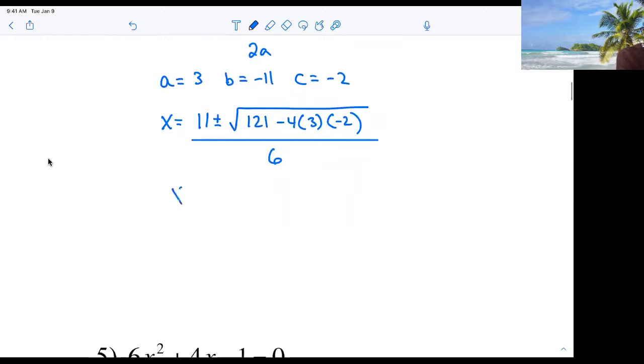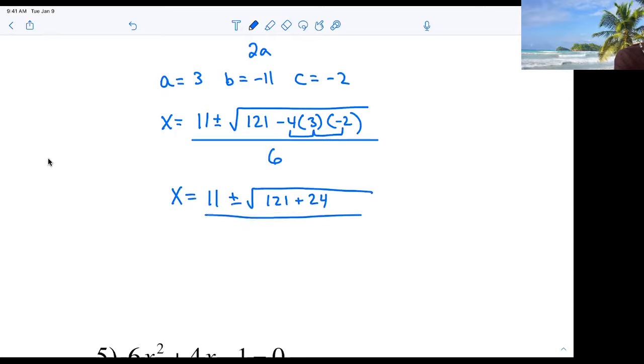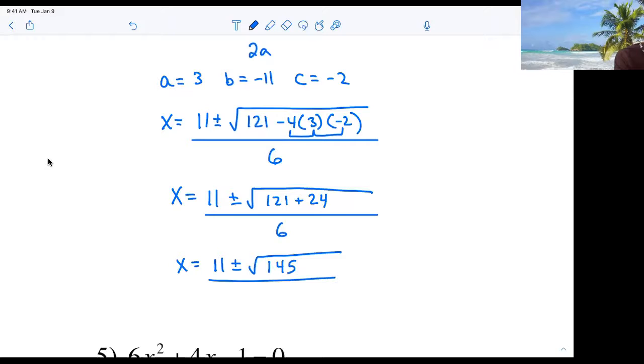All right. X equals 11 plus or minus. Now, 121. 4 times 3 times 2 is 24. Does everybody see that? There's two negatives. Two negatives, so it's going to make it a positive 24 all over 6. So X equals 11 plus or minus the square root of 145 over 6.